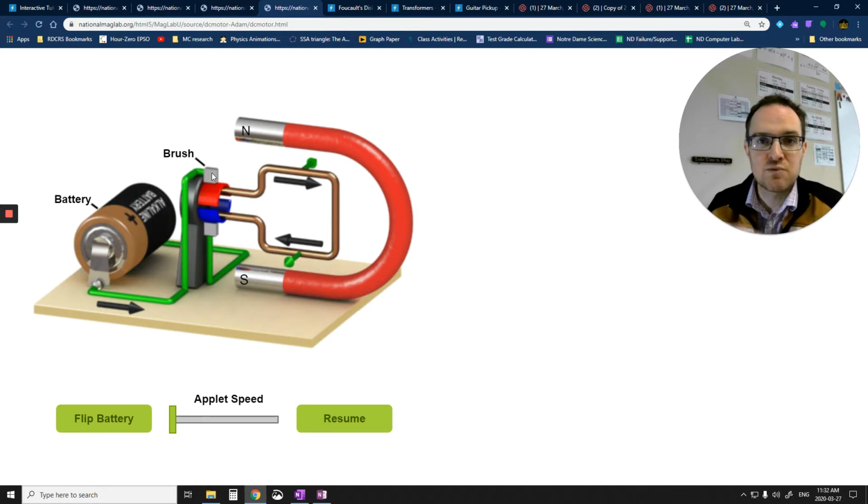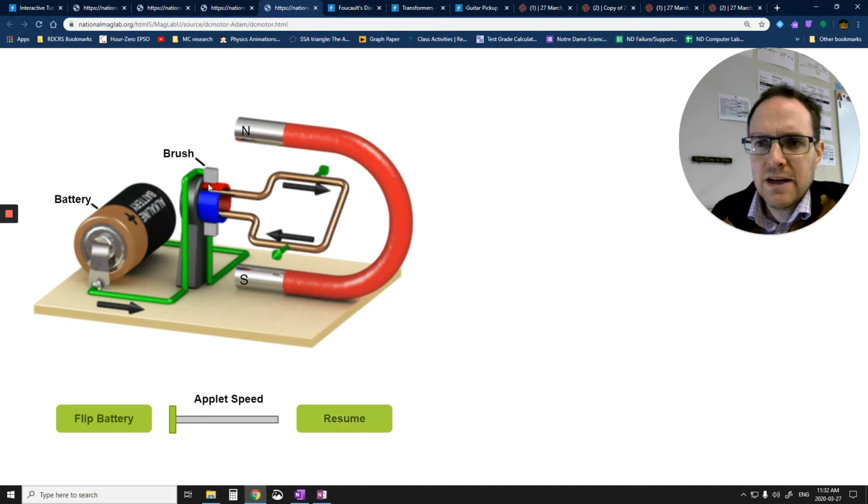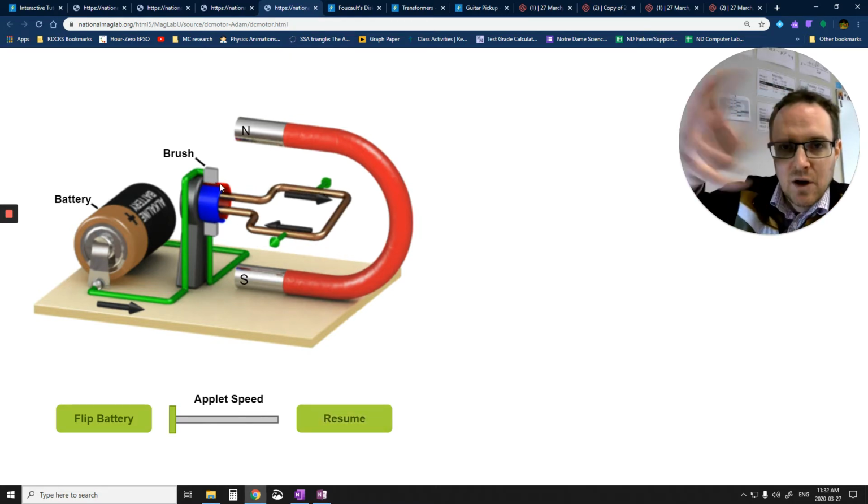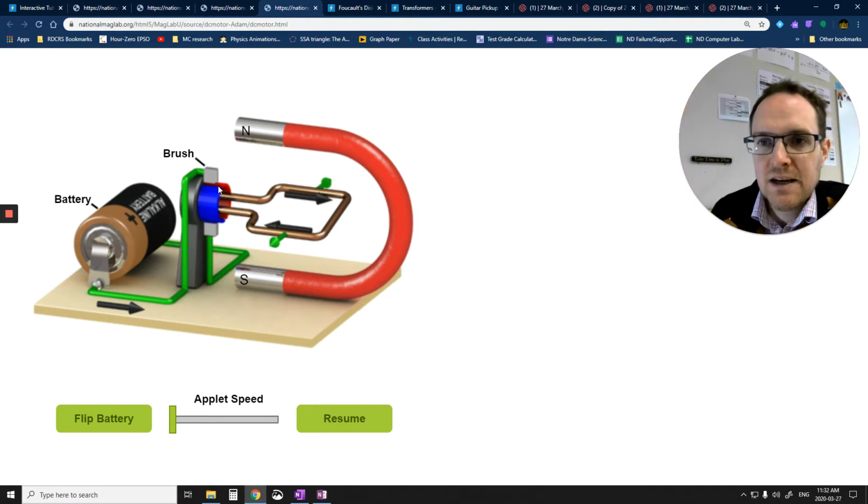There are such things as brushless motors. They operate slightly differently, but I'm not too concerned about that for this course. So as soon as this ring splits on the split ring commutator here, as soon as that brush hits that split, current's no longer flowing through this, but there's enough momentum to keep it going. So this brush here is going to jump past from the red to the blue.